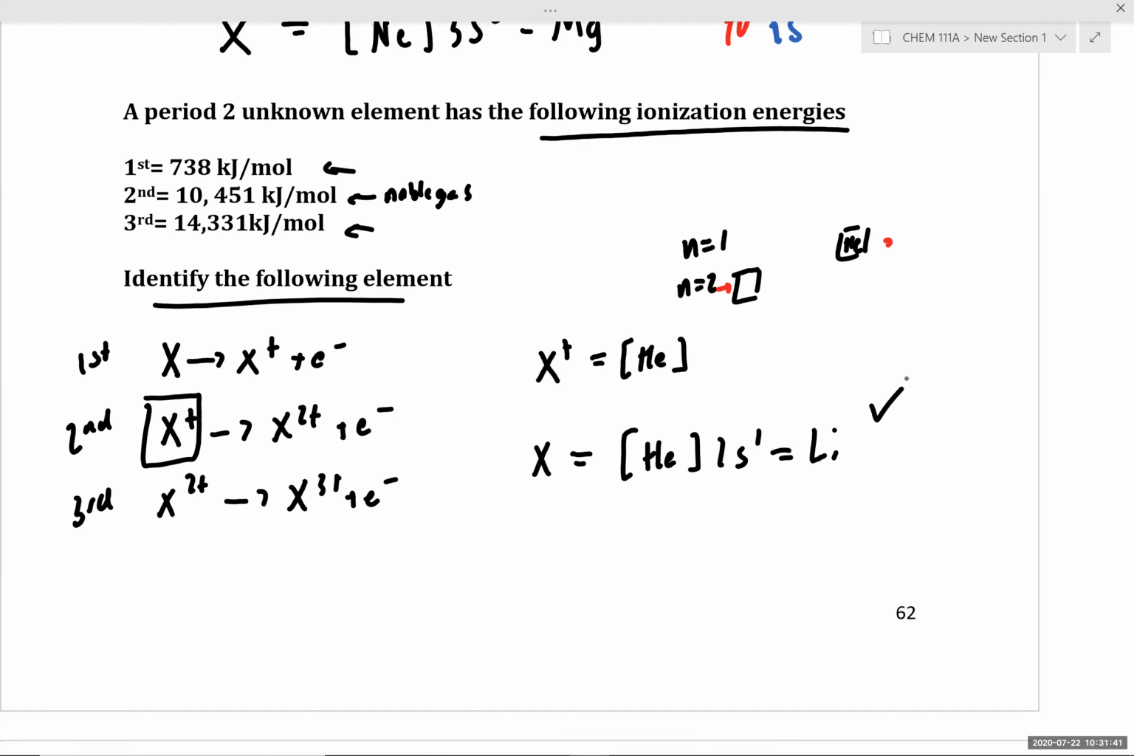Does that make sense to everyone? Any questions on this example? So it's not just the largest ionization energy, but the largest change in the ionization energy. Any questions on this example?